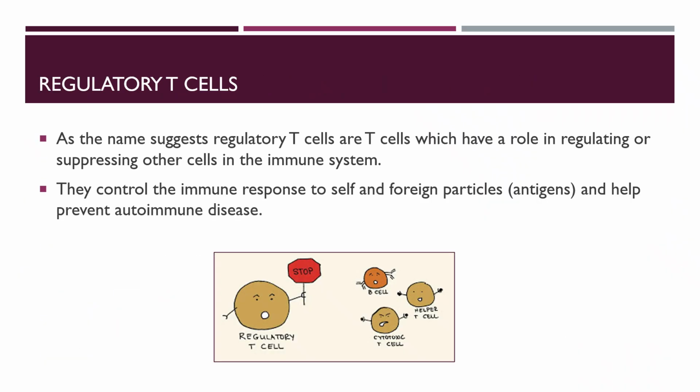The regulatory T cells, their name suggests what they do. They are regulatory. These cells have a role in regulating or suppressing the other cells in the immune system, which is their old name, again, the suppressor T cells. They control the immune response to self and foreign particles, which we call antigens, and they help to prevent autoimmune disease.